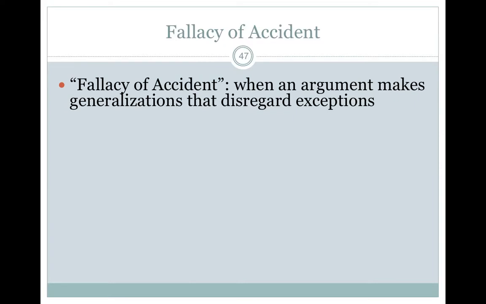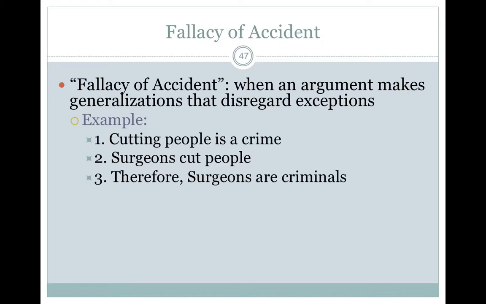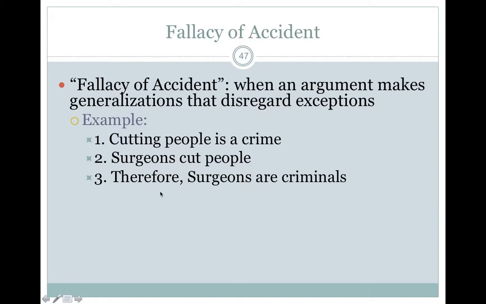So here's the first kind of logical fallacy I want to discuss, and it's called the fallacy of accident. An argument makes this fallacy when it makes generalizations that disregard exceptions. So here's an example. Cutting people is a crime. Surgeons cut people, therefore surgeons are criminals. That's a bad argument, right? Because in general this seems true, and that's true, but this argument, in making this conclusion that surgeons are criminals, disregards the exception that sometimes cutting people is not a crime.